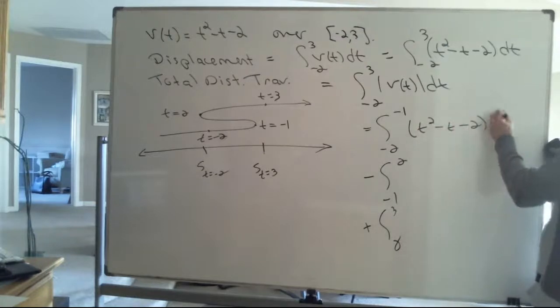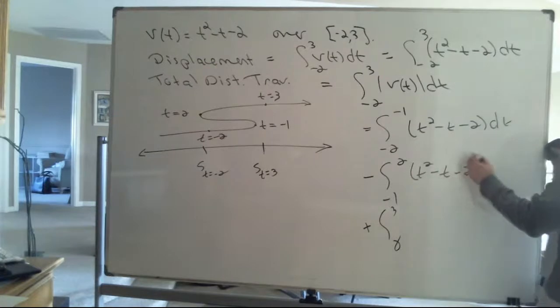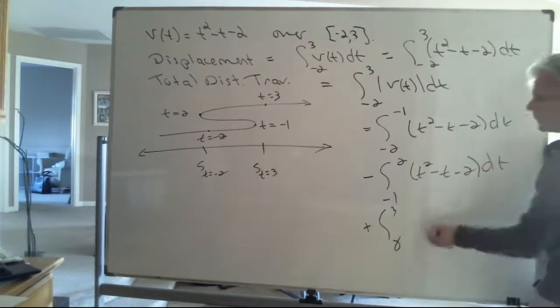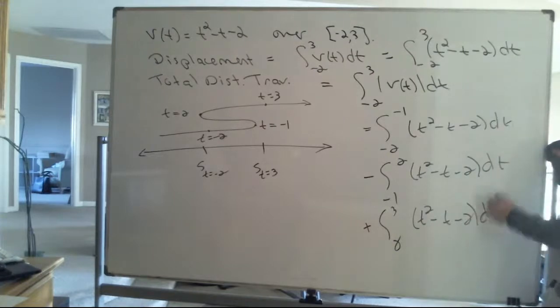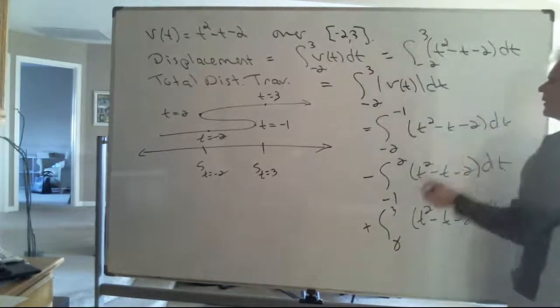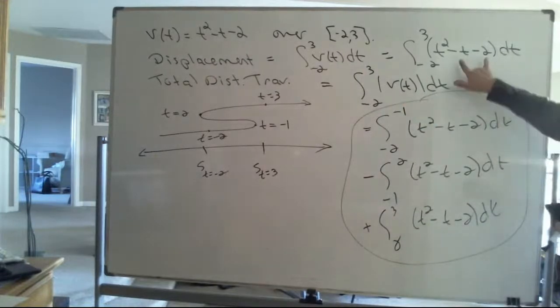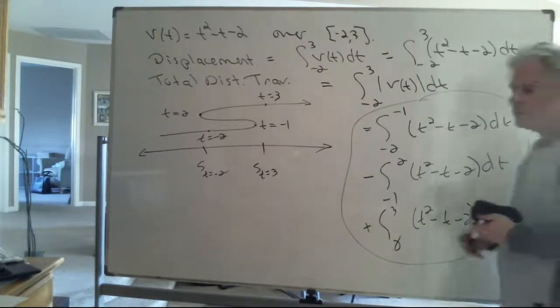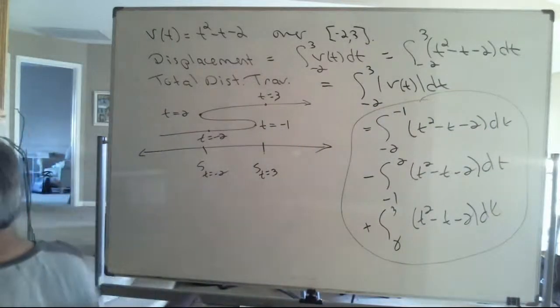Here too, I don't want to spend 10 minutes just evaluating each of these integrals and adding these values together. I don't think that would be useful for time. So I'll leave it to you to evaluate this number right here, and then this number right here. Displacement, total distance traveled, over the time period from A to B, or in this case, from -2 to +3.